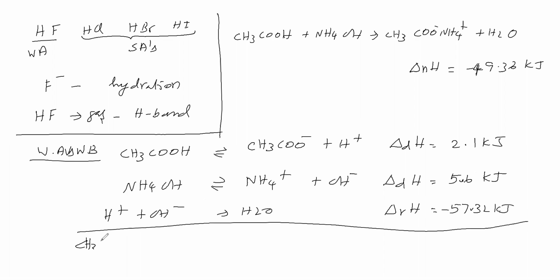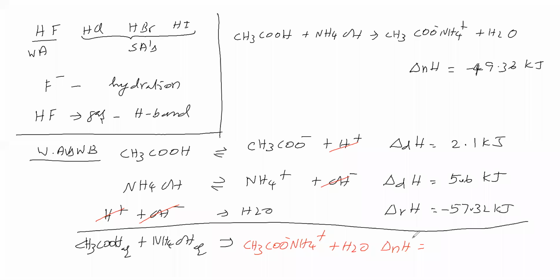Now acetic acid is there. Acetic acid is the weak acid on the left side. Ammonium hydroxide is a weak base on the left side. Now H plus is getting cancelled, and this OH minus is getting cancelled. On the right side we will write ammonium acetate, and water.